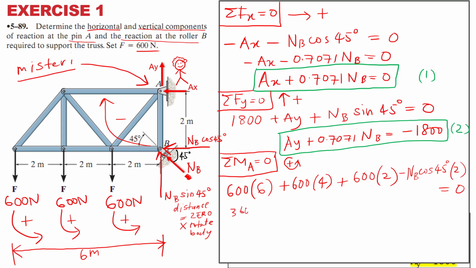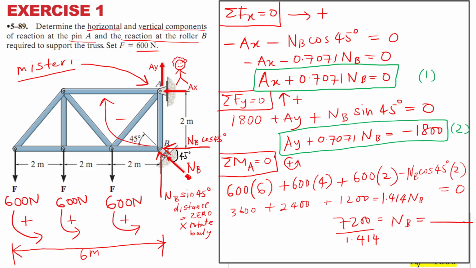Settle it. 6 times 6, 36. 3,600 plus 2,400 plus 1,200 equals cos 45 times 2 times NB. Cos 45 times 2 equals 1.414 NB. So 3600 plus 2400 plus 1200 becomes 7200, divided by 1.414. We get 5091. Kilonewton? No, Newton only.